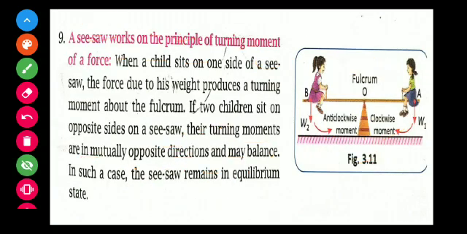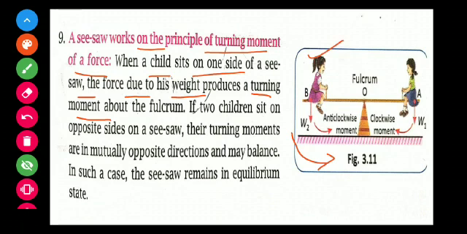Last, a seesaw works on the principle of turning moment of force. When a child sits on one side of the seesaw, the force due to his weight produces a turning moment. This is the turning moment produced by this girl, and this is the turning moment produced by this girl. In this case the torque produced is anti-clockwise. In this case there is a clockwise movement, and both the moments are in opposite directions.